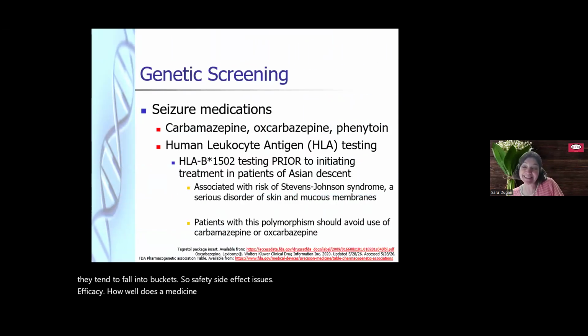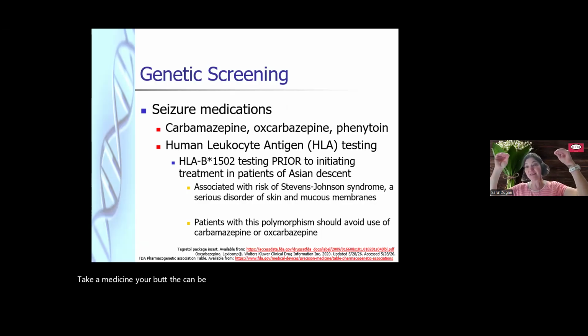So the seizure medicines are medicines you sometimes see used for aggression, agitation, bipolar disorder. So carbamazepine or Tegretol, oxcarbazepine, phenytoin, or Dilantin. These medicines have a really bad rash reaction that can happen. They've been able to find that individuals of Asian descent tend to have a genetic profile that increases their risk of developing the really bad reaction.